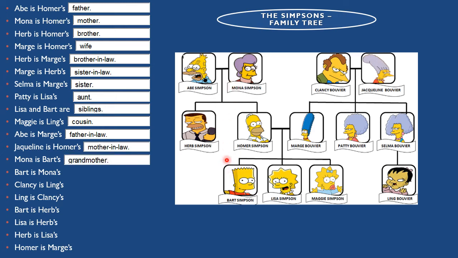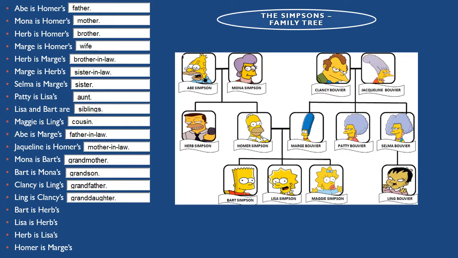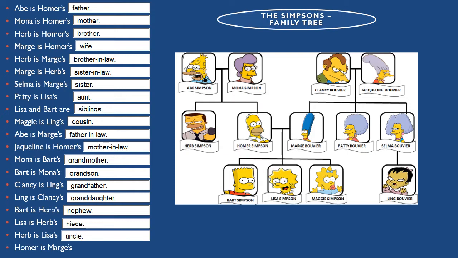Bart is Mona's grandson. Clancy is Lynn's grandfather. Lynn is Clancy's granddaughter. Bart is Herb's nephew. Lisa is Herb's niece. Herb is Lisa's uncle. And Homer is Marge's husband.